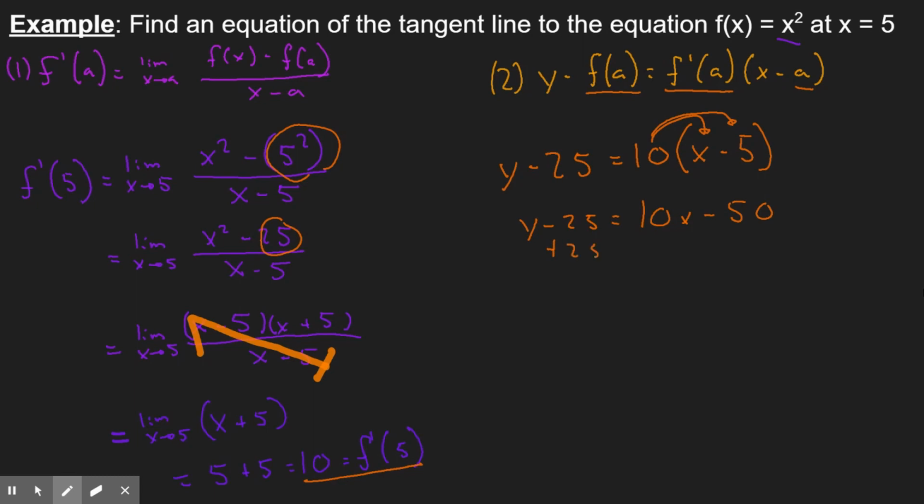We have to use our properties of equality. We add 25 to both sides. That'll get rid of the negative 25 on our left side. We have 10x, negative 50 plus 25 is going to be negative 25. And that's all we need to do. So this is going to be our tangent line for f of x is equal to x squared at 5.